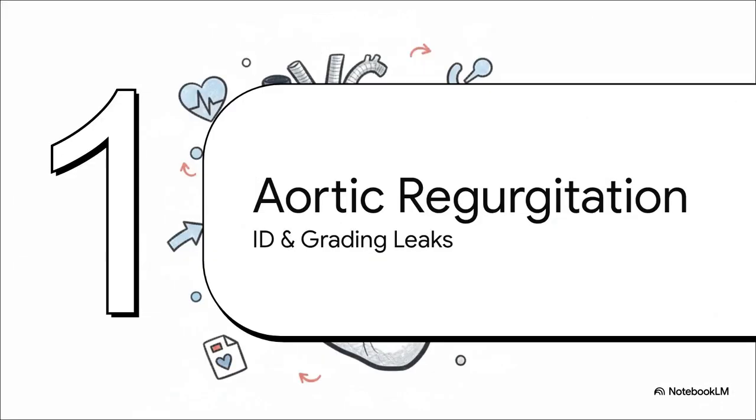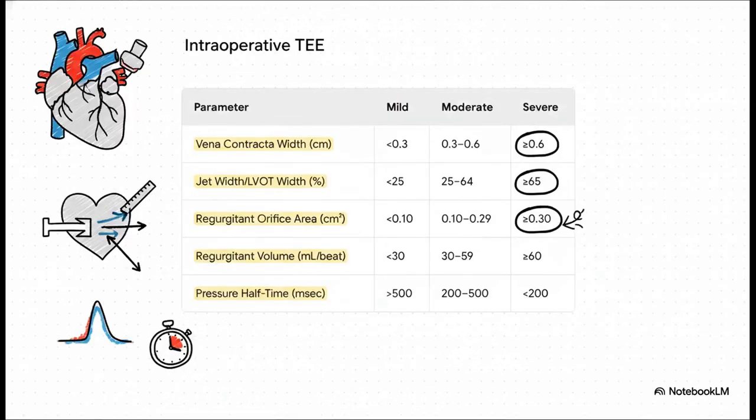Okay, so we've covered a valve that won't open properly. Now let's flip the script and talk about the other side of aortic valve disease, regurgitation. This is a valve that won't close properly. Our job here is to spot that backward flow of blood from the aorta back into the left ventricle and, just as importantly, to grade how severe it is. This table gives us a great summary of all the parameters we can use to quantify aortic regurgitation.